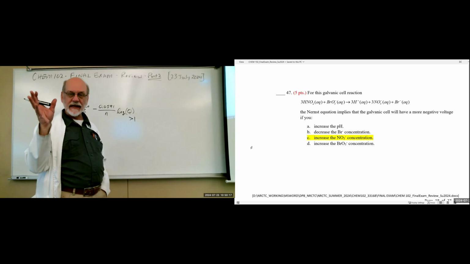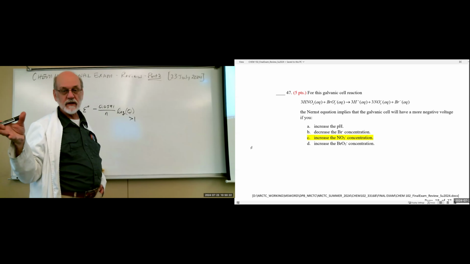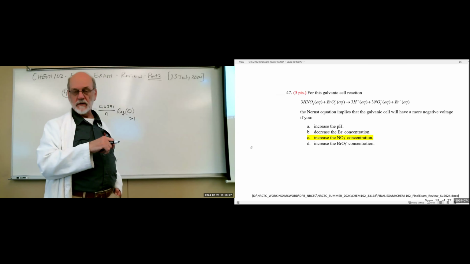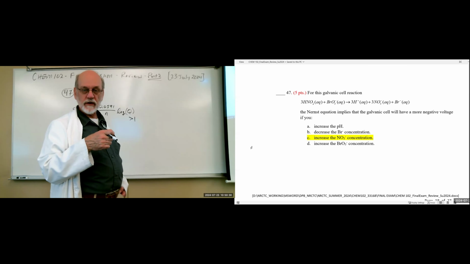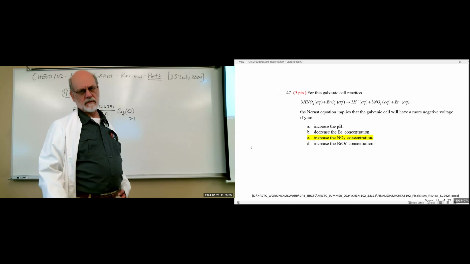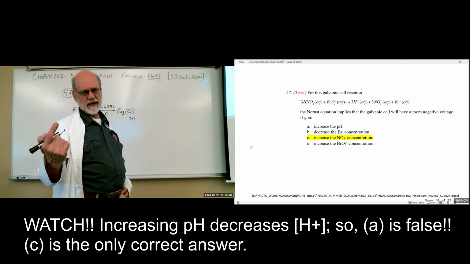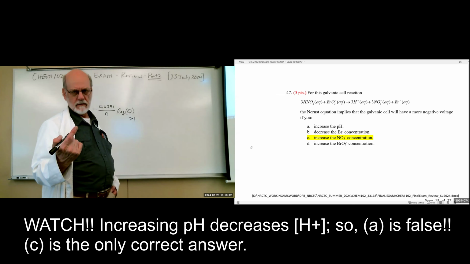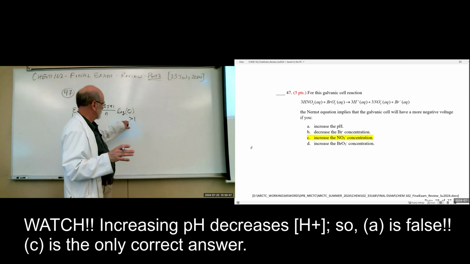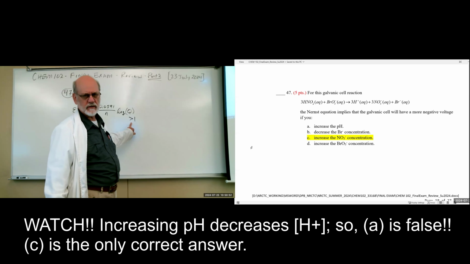If we increased any one of the products, NO3 minus concentration, increase that one? Yeah. If we decreased Br minus, we go the wrong direction. If we increased BrO3, go the wrong direction. Increase the pH, we'd go to the left. Oh, increase the pH. That would increase hydrogen ions, and that would make it greater than 1, wouldn't it? Increase pH, increase NO3 minus.